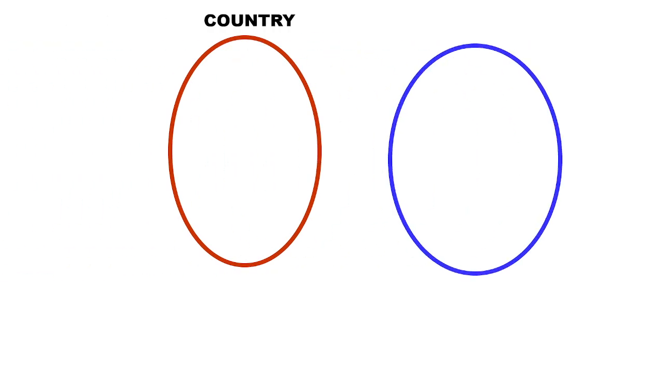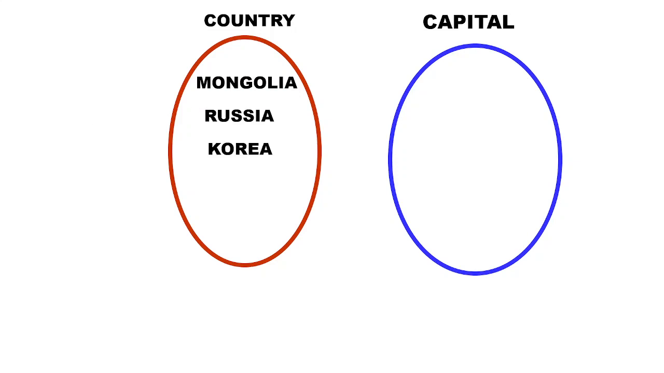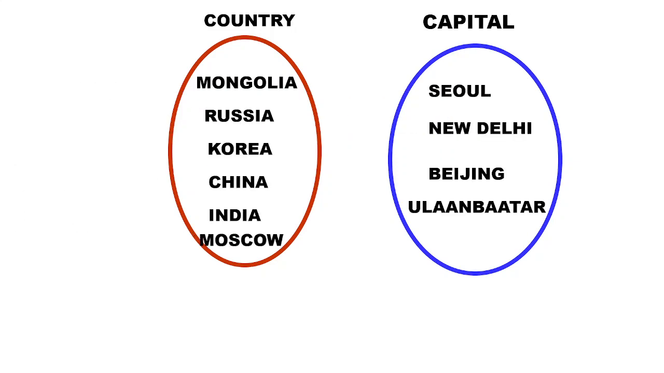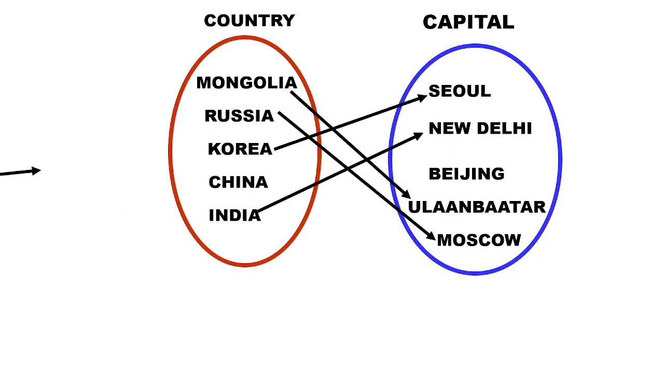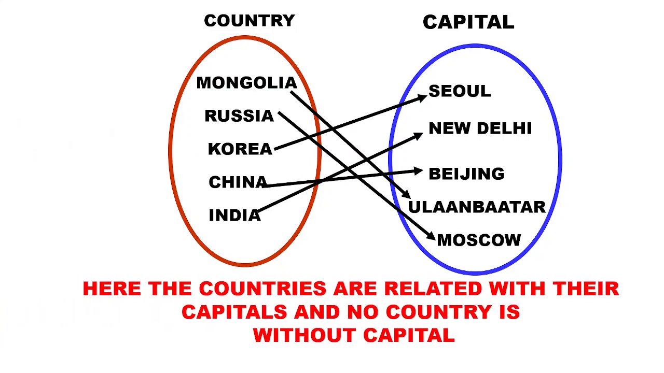I am taking another example where I take countries in the first set and their capitals. All of you can connect now. Mongolia will be Ulaanbaatar, Russia is Moscow, like that. Here the countries are related with their capitals, and no country is without a capital. You remember that there is no country without a capital. All the elements in the left hand side set are related with the elements on the right hand side set.